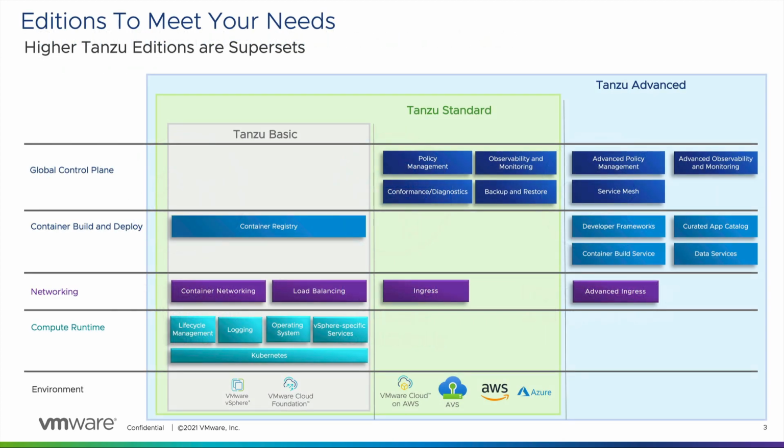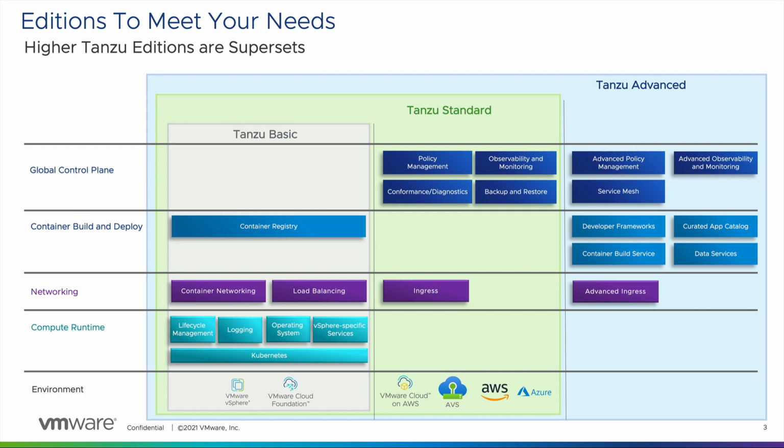Tanzu Basic Edition delivers all the necessary components required for a production-ready Kubernetes cluster running on vSphere. This includes the Kubernetes substrate with all lifecycle management functionality, the container networking integration that satisfies east and west networking, a highly optimized load balancer that will take care of layer 4 north and southbound networking, and a container registry to store, secure, and manage all your container images.